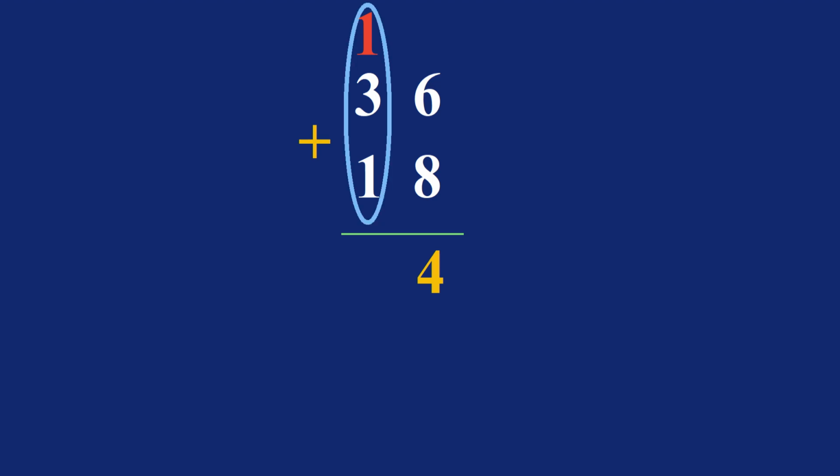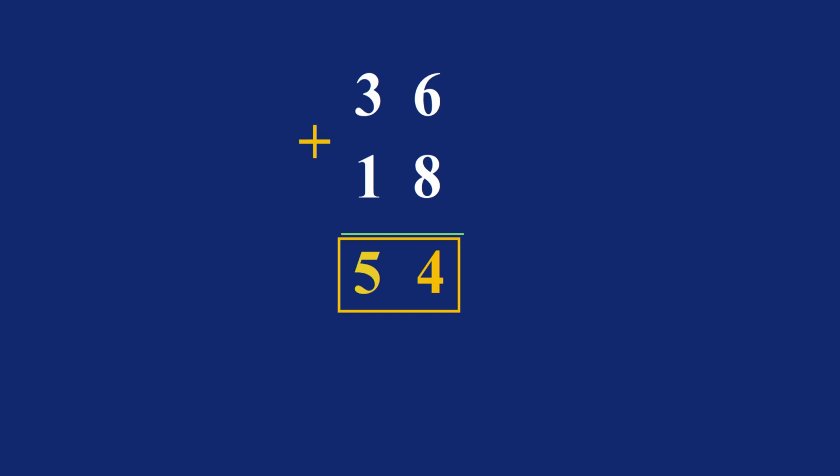Now we add the numbers in the tens place. 1 plus 3 equals 4. We need to add 1 more, which gives us 5, right? 5 in the tens place. So 36 plus 18 equals 54. And this is our final answer to this problem.